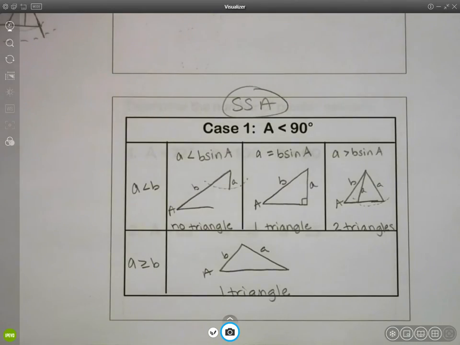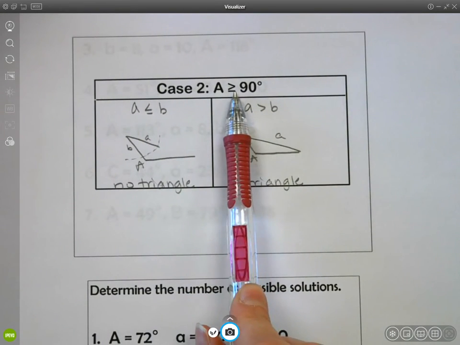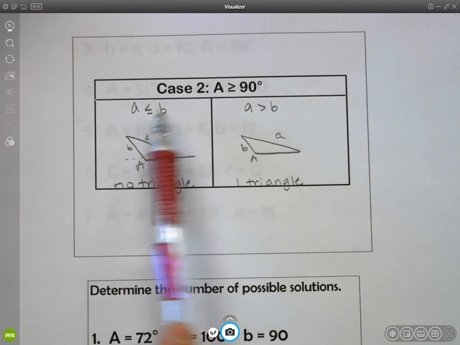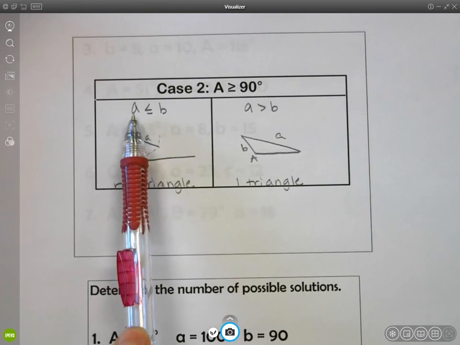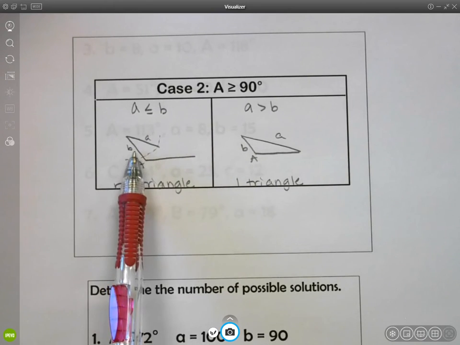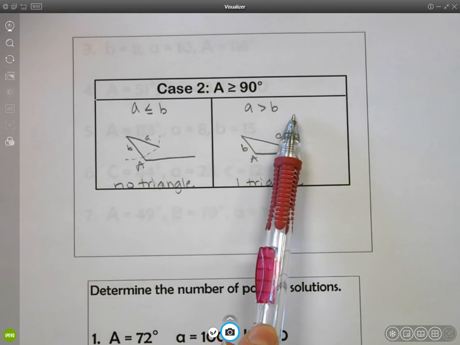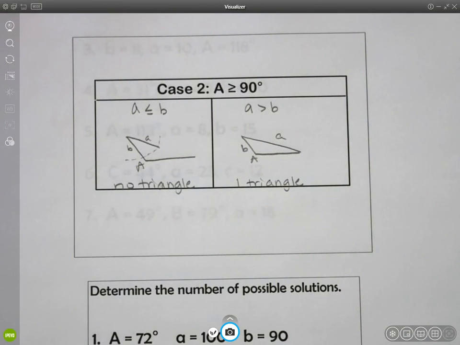Case 2 is if we have an obtuse angle, if our angle is greater than or equal to 90. In that case, we just compare A to B. We don't need to know the height of the triangle. If side A is shorter than side B, then it has no prayer of ever touching bottom. If side A is longer than side B, then it will be able to reach and make a triangle. So all we're going to do today with the ambiguous case is practice figuring out how many triangles we have.